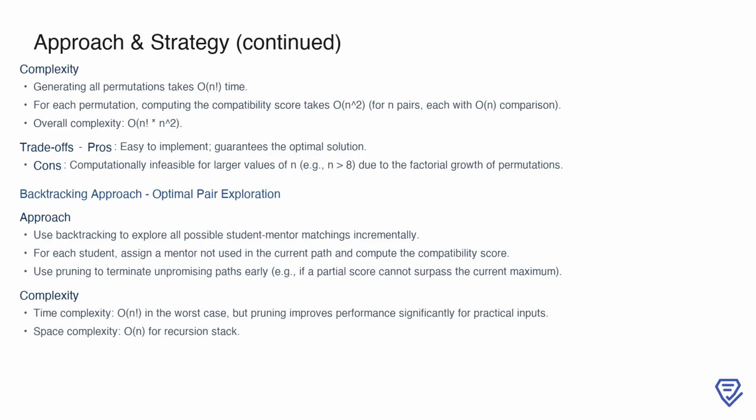While this method is simple to implement and guarantees the optimal solution, it becomes computationally prohibitive for larger values of n, such as when n exceeds 8, due to the rapid growth of factorials.